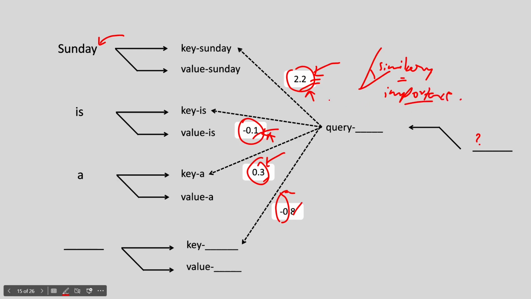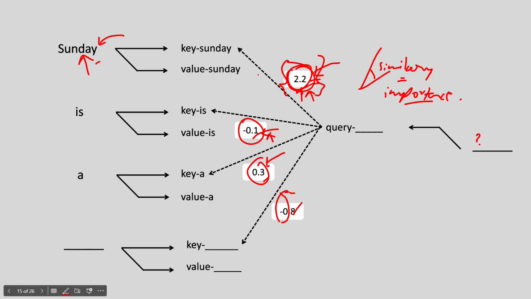You remember I was asking you a simple question, Sunday is a dash, and you said Sunday is a holiday. Which word did you pay more attention to? The word Sunday. And how did we figure that out? We figured it out by the dot product value. This is what we train in the deep learning model, to figure out the value. We'll see all of this in the next video. So we understood that this particular Sunday is the most important word and hence has the highest value.